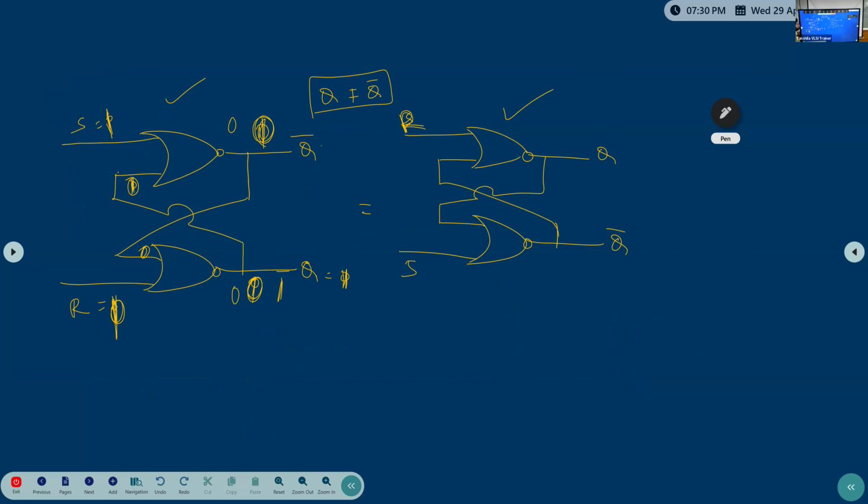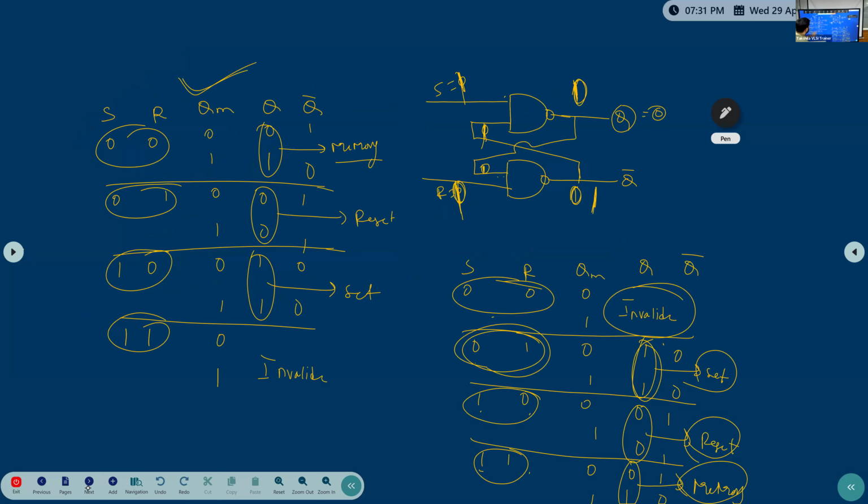So I will recall, just focus on what we started. We started with the NOR based SR latch. Whatever this SR latch output is, we already know. The outputs are: first the memory state, then reset state, set state, and invalid. These are the states we are getting.